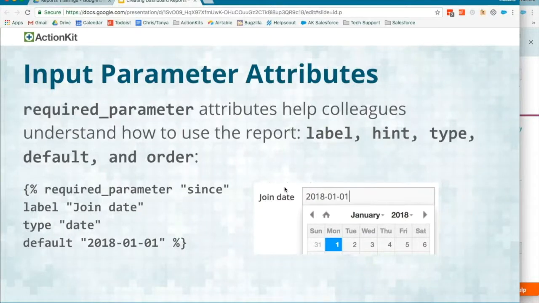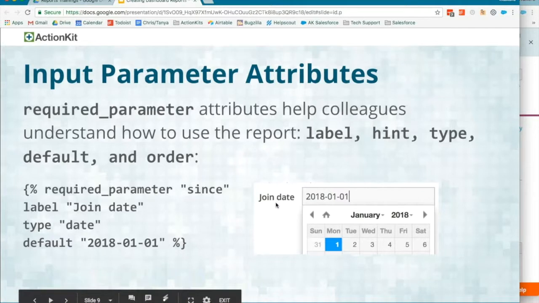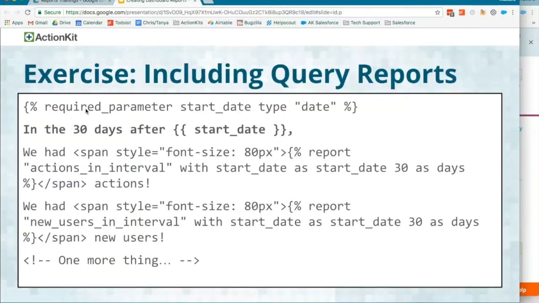The label changes what it says here. So instead of having some really complicated long text, you just get join date. Hint will show up as light gray helper text. Type can be really cool. Type shows a date, or type date shows a date picker. So you can make stronger recommendations to your colleagues about the way that data should be formatted rather than just hoping that people know that dates are formatted in 4-digit year, 2-digit month, 2-digit day. And then you can also set a default in here. So it gives you a lot more flexibility and a lot more elements that you can control by using the curly brace percent.